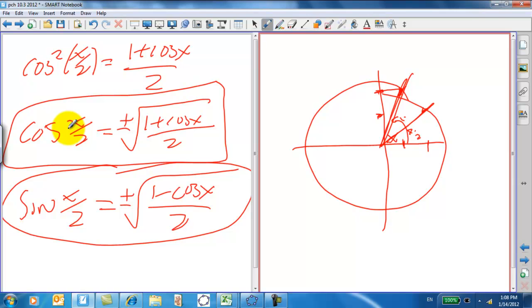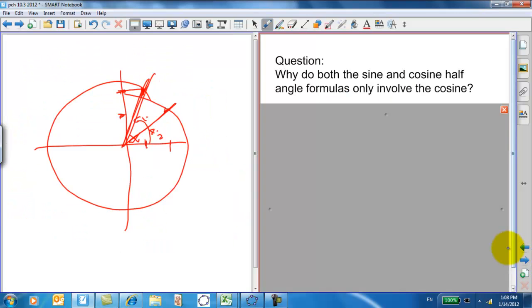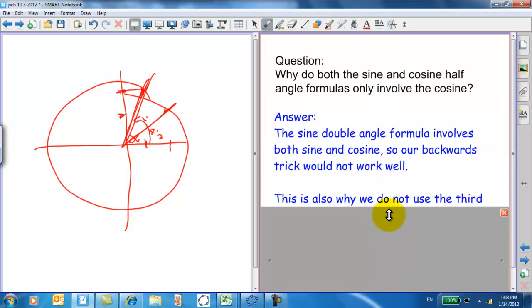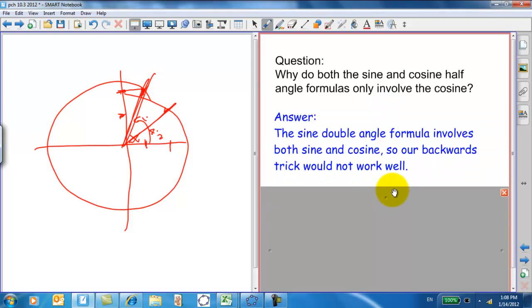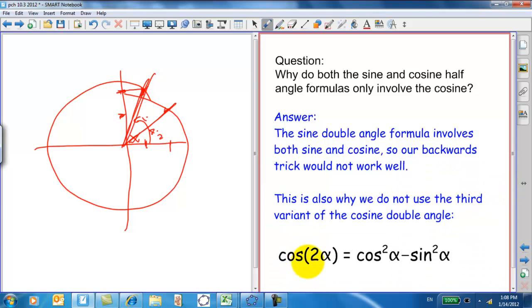Now you might also say, well, why are both cosine and sine in terms of cosine x? Well, it has a lot to do with where we got them from. We got them from the double angle formula for the cosine, because the sine double angle formula involves both sine and cosine. How are you going to solve it for just one of them? So the backwards trick won't work. Similarly, it won't work on that one cosine double angle identity. That's why I don't use this one. If I make both these x over 2, then I get this as x. How do I get just one cosine of x over 2? So that's why we pick those two.